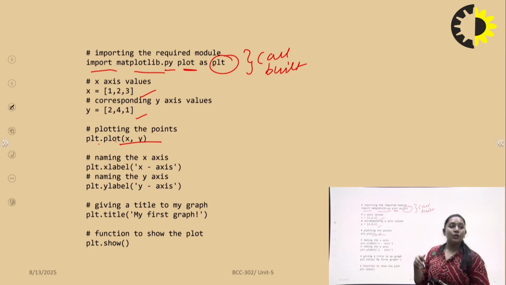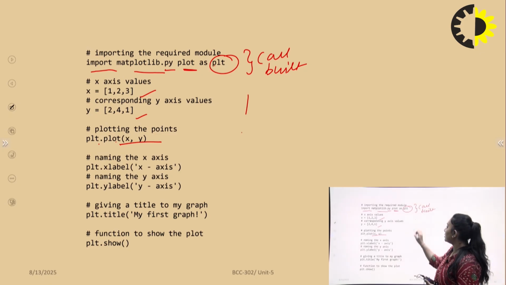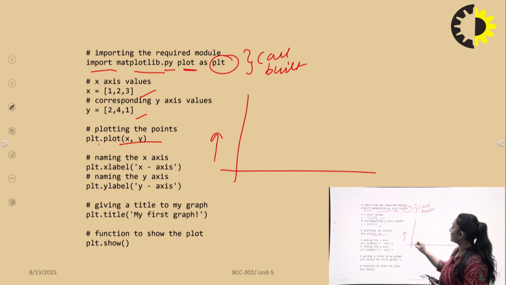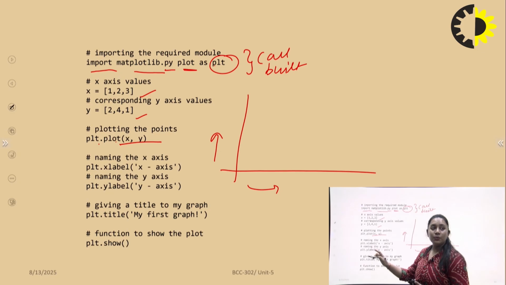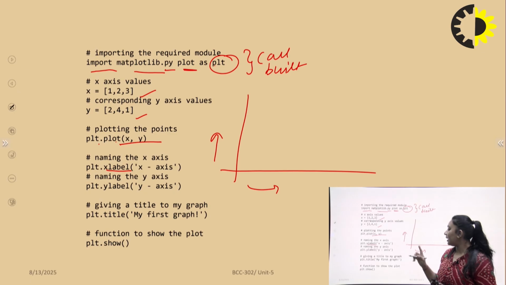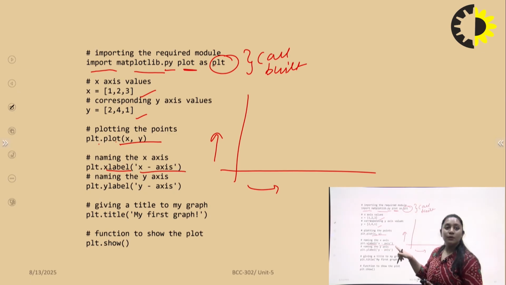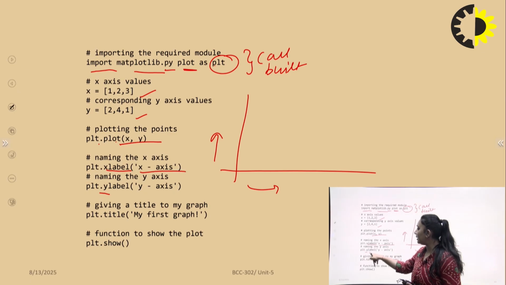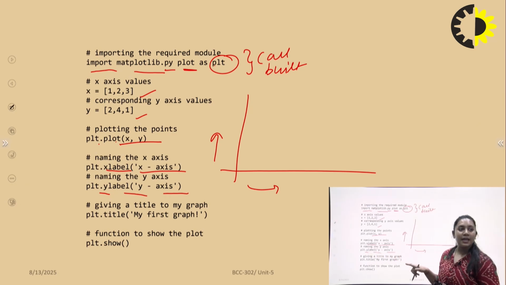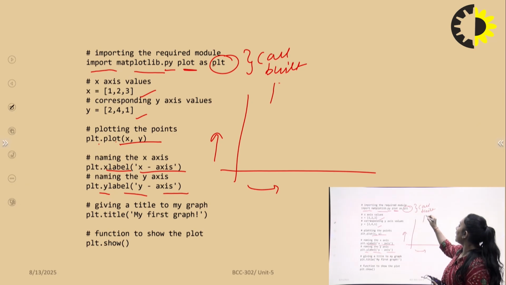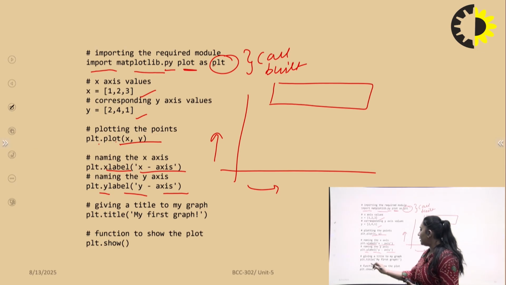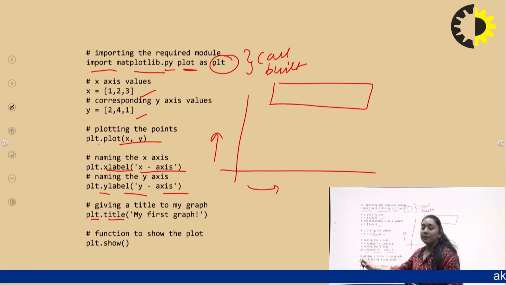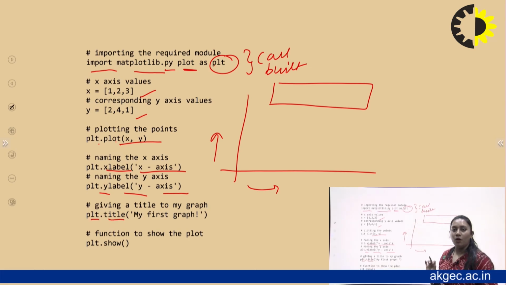Next, I want to name the x axis. This is the x axis, this is the y axis, and I want to name the axes. How can you name the axis? With the help of the label function, right? So plt.xlabel for the x axis, and the same, plt.ylabel for the y axis. Next, if you want to give any title to your graph, you just need to use the title function. Next, plt dot, every time you need to import the module of matplotlib.